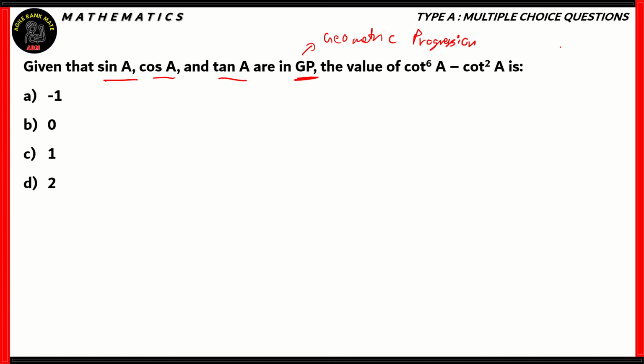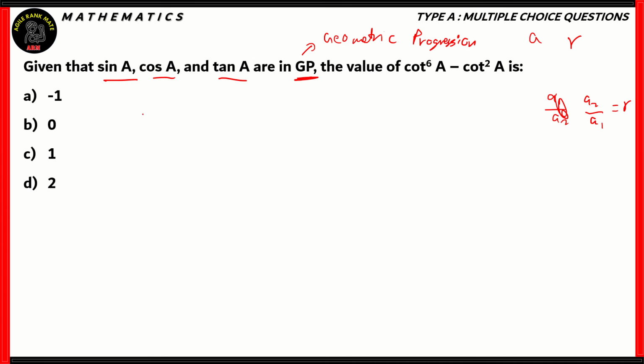Now in a geometric progression we have an initial term A, and a common ratio R. So basically A2 over A1, A3 over A2 would always be equal to R. So the ratio of the subsequent term over the preceding term is equal to R. This is the condition for GP. So we know that sin A, cos A, and tan A are in GP.